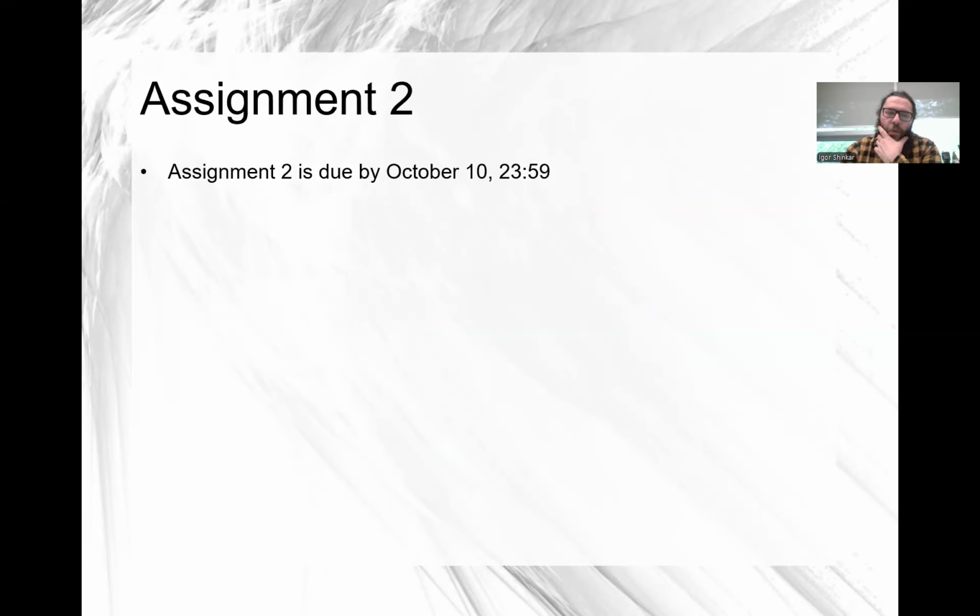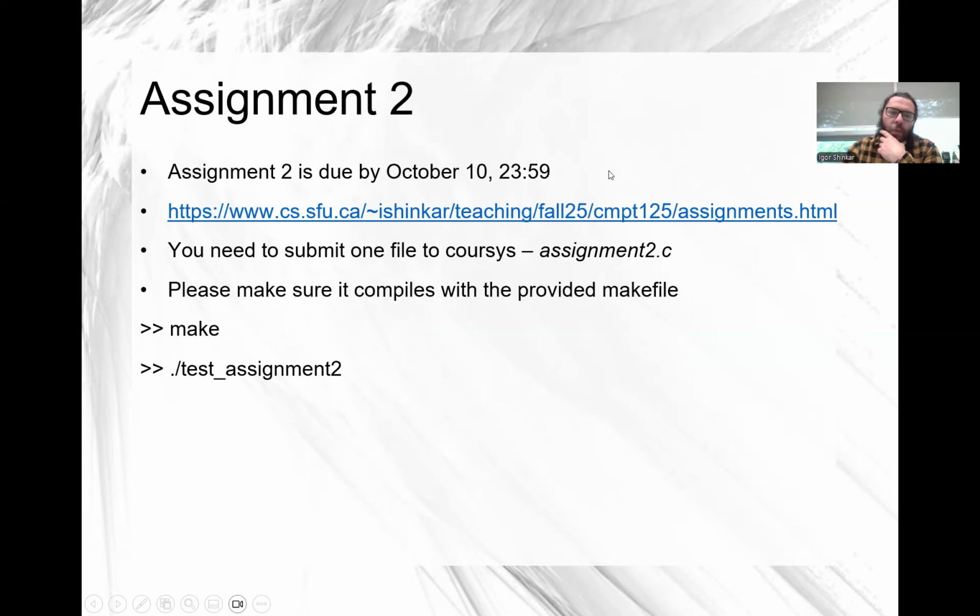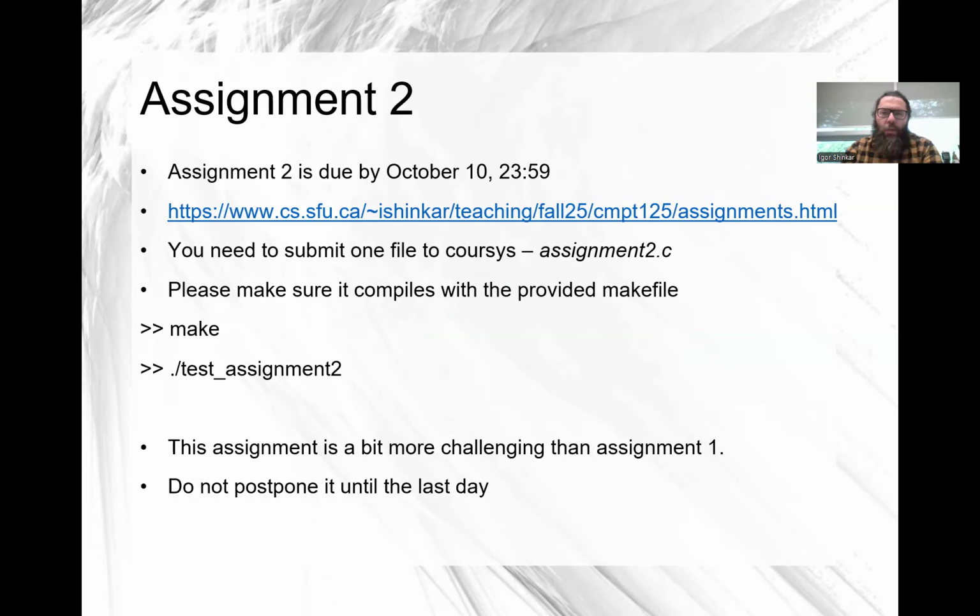First of all, I would like to remind you about assignment 2. You need to submit it by October 10th. Please read the instructions in the provided PDF. It's exactly the same format as assignment 1. One thing I would like to say is this assignment is slightly more challenging. There is this part about writing to file. I think it's a bit more challenging. Maybe it's not, I don't know. Anyway, please don't postpone things until the last day.